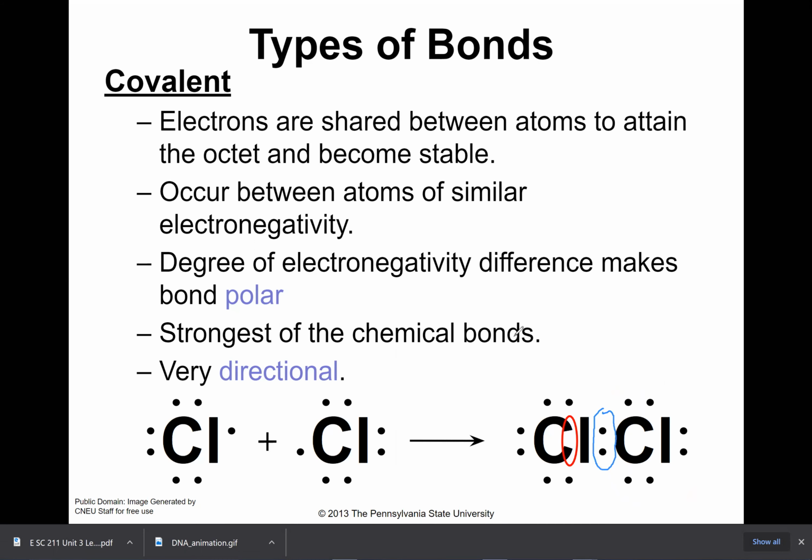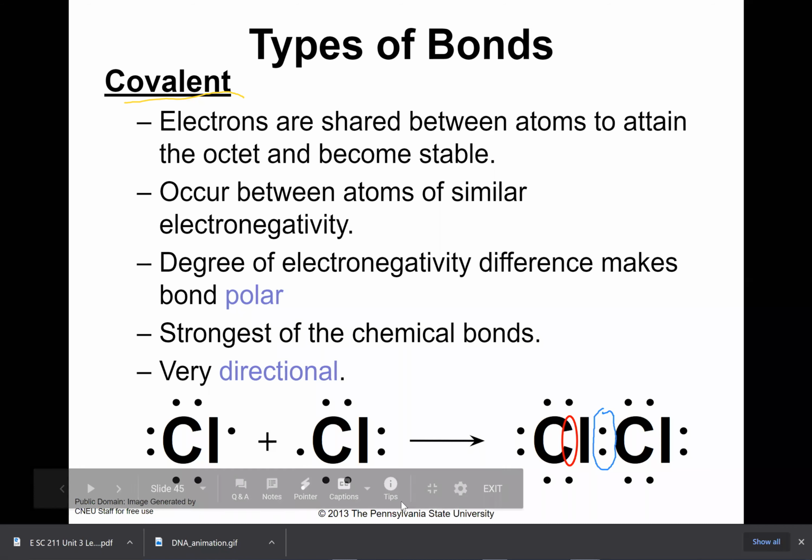So this would actually be a nonpolar bond because the electronegativity of chlorine is equal to the electronegativity of chlorine. The difference of those two is 0. It's a nonpolar covalent bond. All right, so that's that.